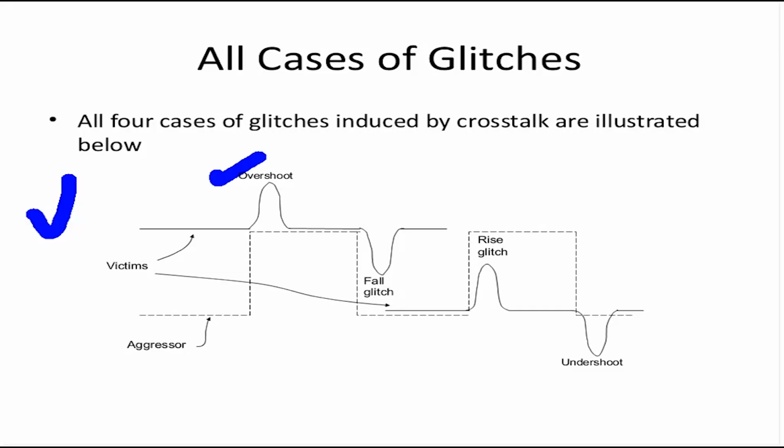Overshoot is beyond VDD. So overshoot and undershoot come in the category of beyond rail noise violation. These are called beyond rail. Overshoot goes beyond VDD rail. Undershoot goes below 0 rail, below ground rail. Other ones are rise and fall, simple rise and fall.